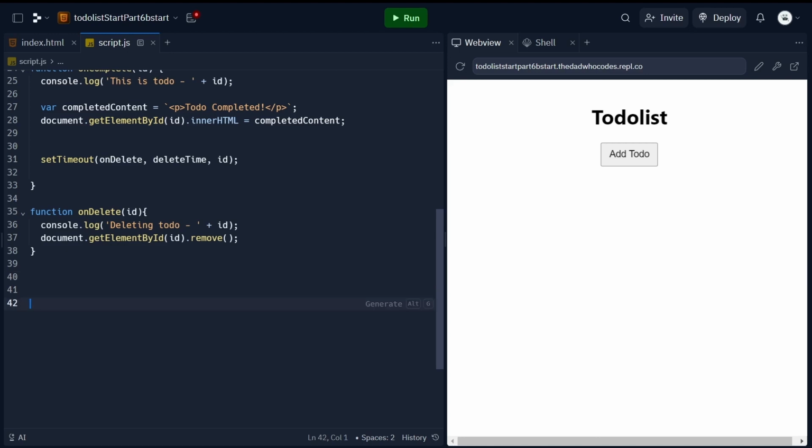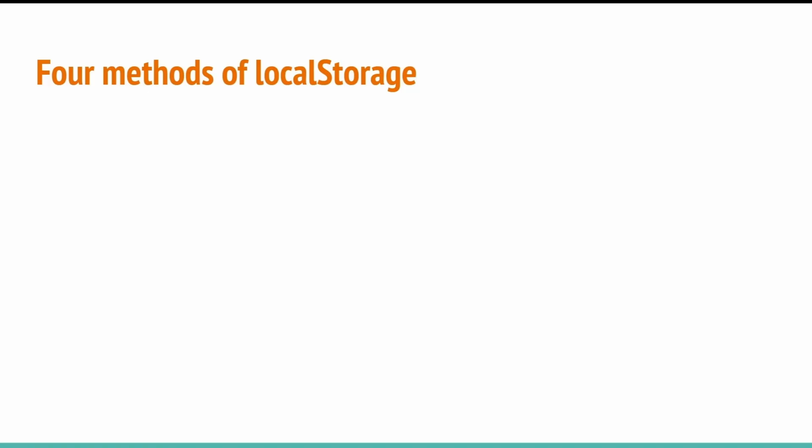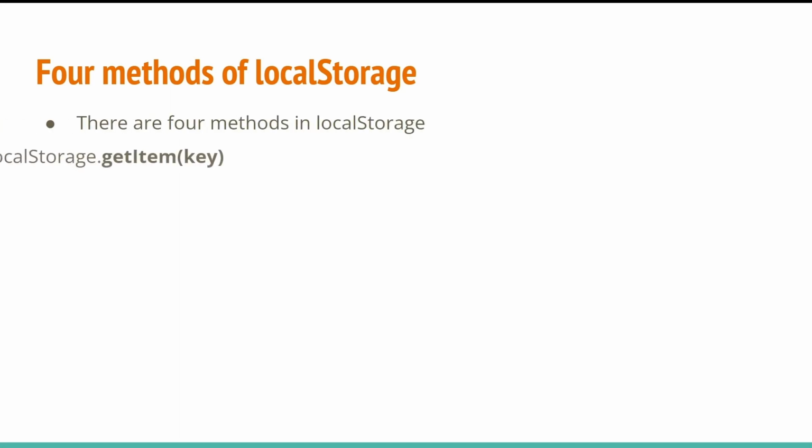And here I'm just going to put in some comments just to split up the other functions from these new functions that we will be creating in this video. So here, we'll be writing some functions that utilize local storage. And there are a few methods that we can use from local storage. So one of the first methods that you can use is the .getItem function.